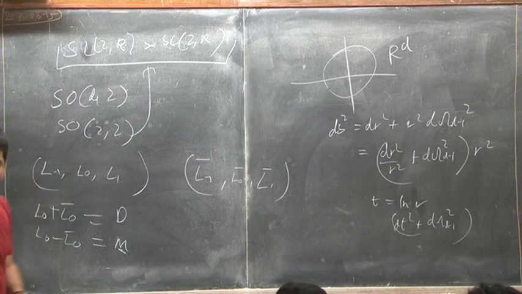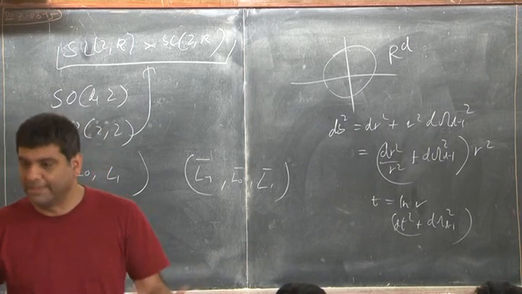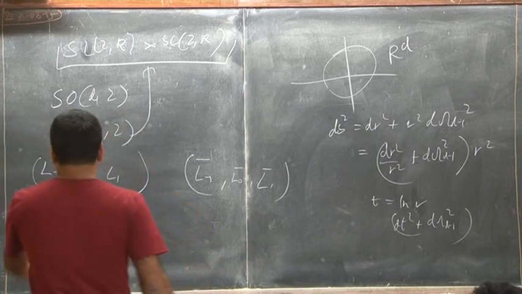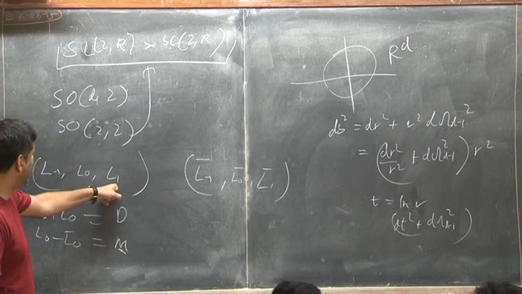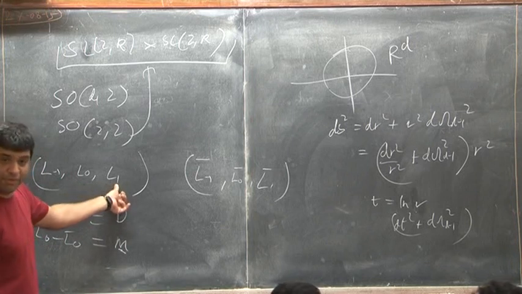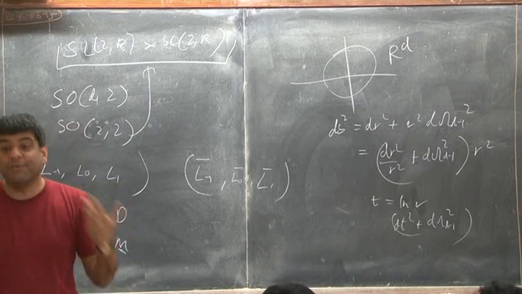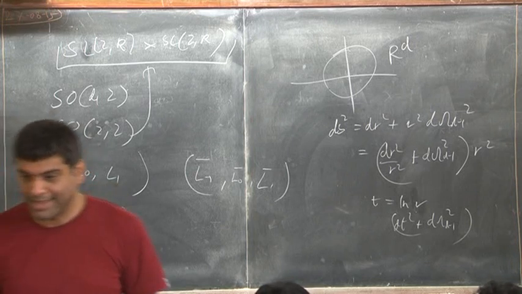These were the lazy operators. So L plus L minus 1. Okay? And what were the special conformal transformations? They were the L1s. L1 and L1 bar.